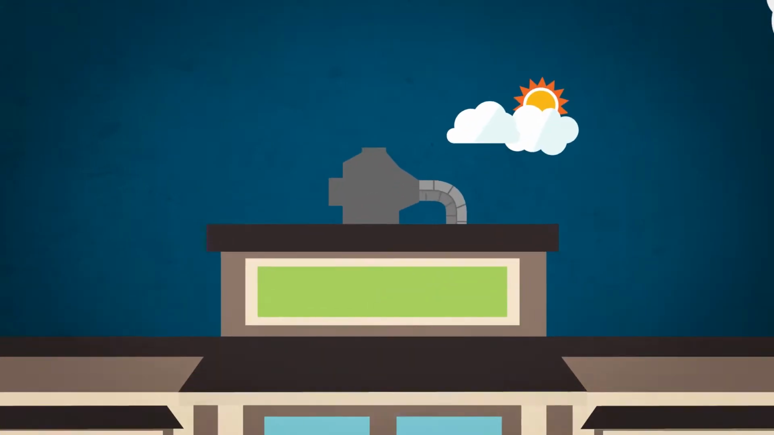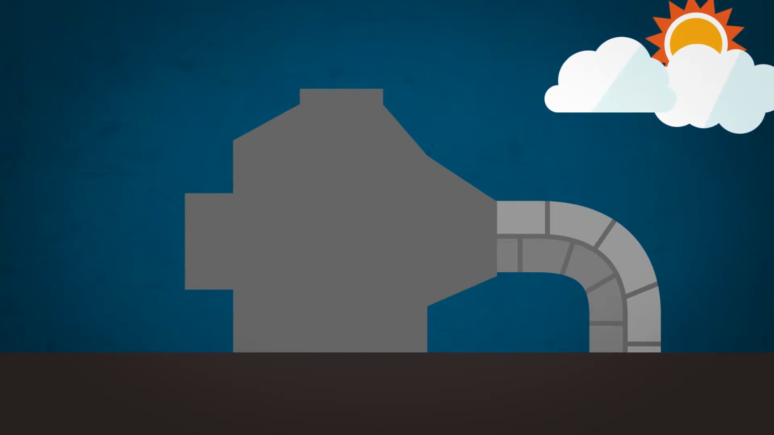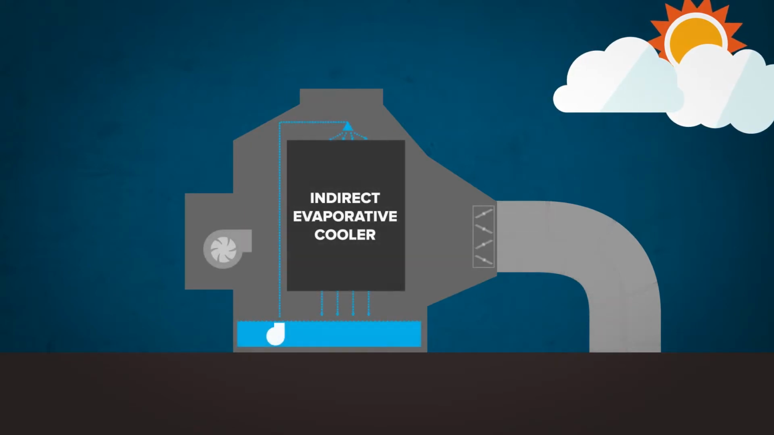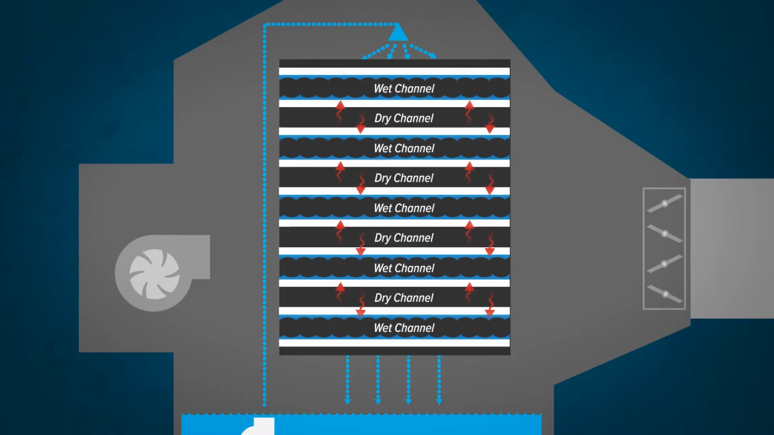ClimateWizard is a standalone technology that delivers 100% cooled ventilation air. It uses significantly less electricity than a standard rooftop air conditioner and adds no humidity to the building. It does this by using an indirect evaporative cooling process. Let's explain that further. The heat exchanger in the ClimateWizard is made up of a series of alternating wet channels and dry channels, which are designed to transfer heat between them.